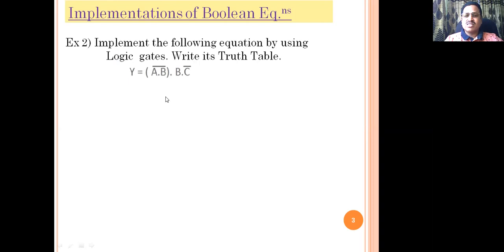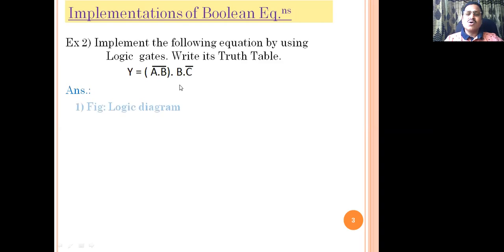So the equation is this one: Y, the output, equals complement of A and B, and B, and complement of C. Or you can read the equation as Y equals (A and B)bar in a bracket, and B, and C bar. So like the previous example, here we do have three terms. First term is (A and B)bar, then second term is B, third is C bar. In between them, a dot means there is an AND operation.